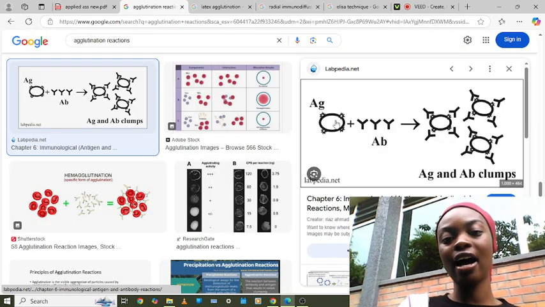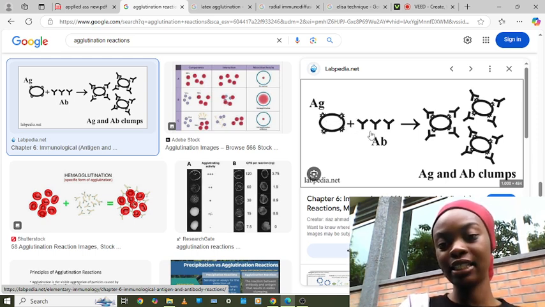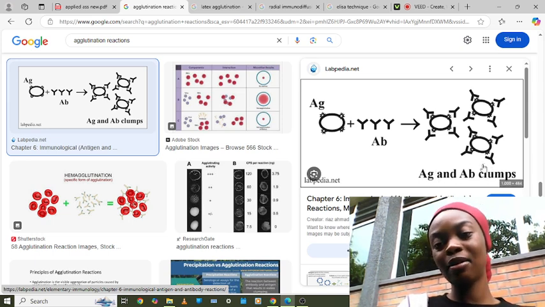So here we can have a quick example of how an agglutination happens. We can say that it's a bacteria, and on the cells of bacteria there is antigen. When these antigen bind with antibodies, they make an antigen and antibody complex, which leads to antigen and antibody clumps. These clumps, that's what we call agglutination.